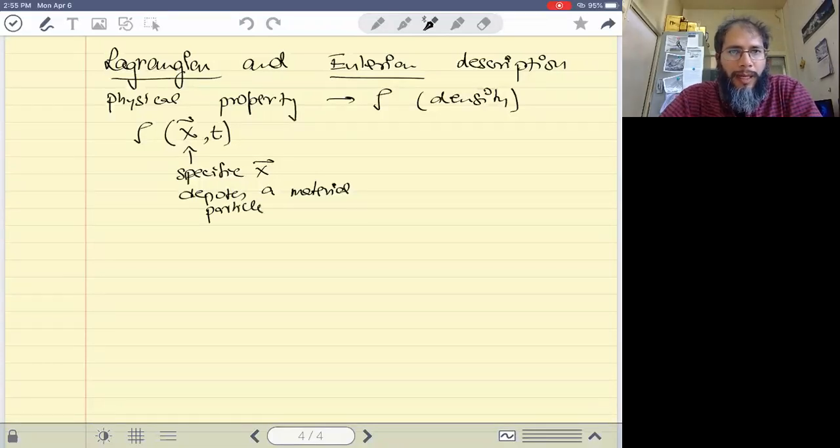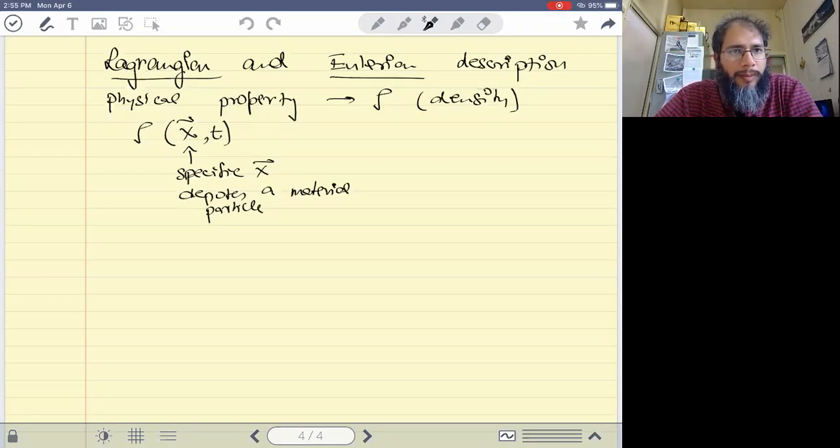So you have a particle, and the particle is referred to through its position at t equal to 0, called its capital X, or the material coordinates. A specific capital X value will denote some particle, and t will denote some time. So density as a function of capital X and t will tell you the density of that particle at the given time. It's a physical property.